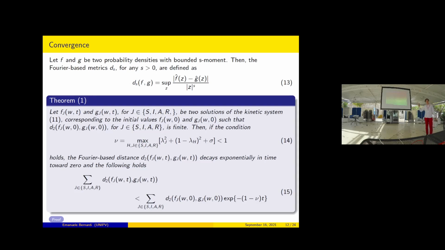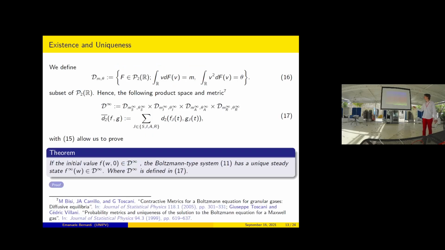So we want to obtain the steady state, but before we can do that, we need to prove that there is convergence and also existence for the steady state, for the equilibrium. And in order to obtain the convergence, we have resorted to a family of Fourier-based metrics. In detail, we were able to prove that given two different solutions corresponding to two different initial values and imposing a bounding condition for the kinetic parameters, it holds that the d2 distance of these two solutions decays exponentially in time, as reported in equation 15.